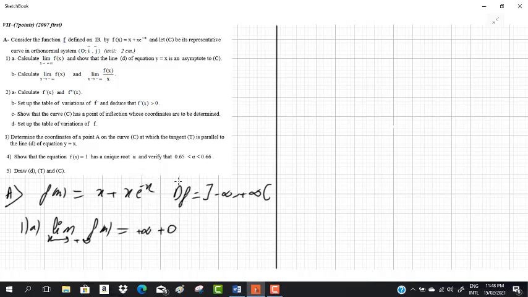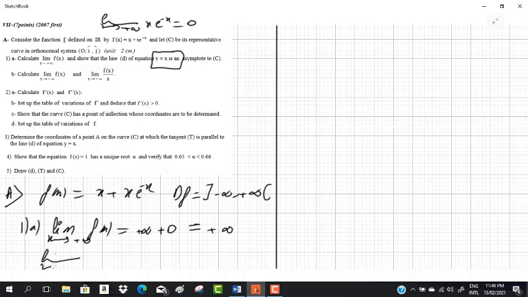This is a rule from the lesson: we learned in the lesson that the limit as x tends to plus infinity of x e minus x is 0. We can use it directly and the answer equals plus infinity. And show that the line D of equation y equal x is an asymptote to C at plus infinity. Y equal x should be an oblique asymptote.